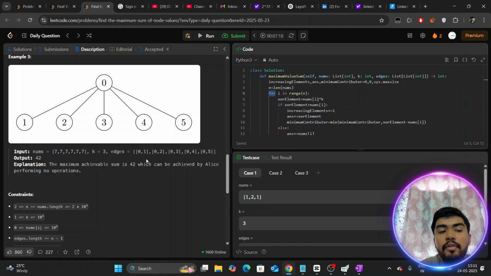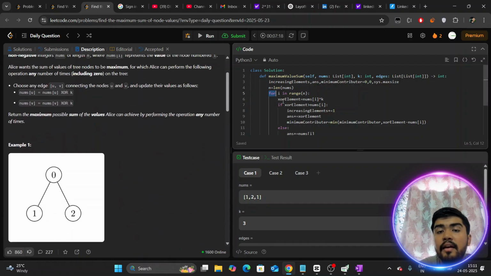I am iterating through the nums, and I am doing the XOR of it, XOR of nums of i XOR k, and if it is increasing after XOR, it becomes more than its original version. So I have found one increasing element which after XOR has become increasing. So I have increased my increasing elements count, and I have taken its XOR version.